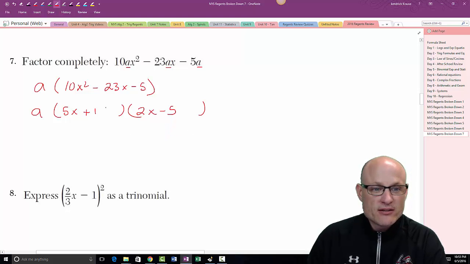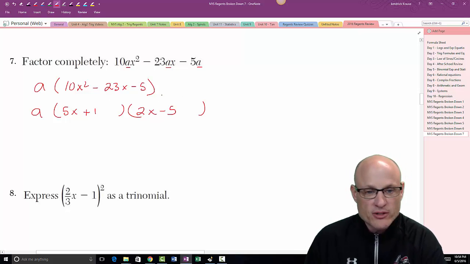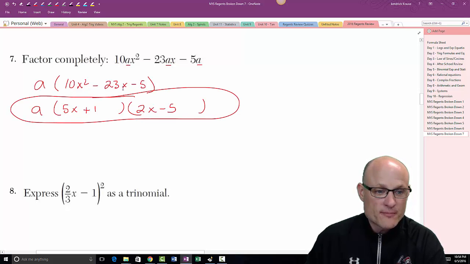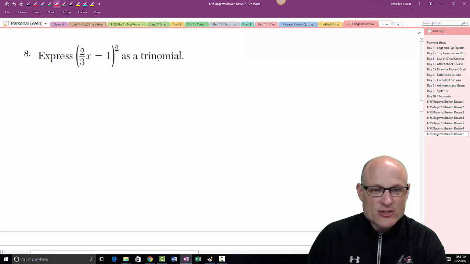5 times 2 is 10. 5 times negative 5 is negative 25. And then negative 25 plus 3, 2x is it. And that's it. We're done. Problem's over with. Express as a trinomial.